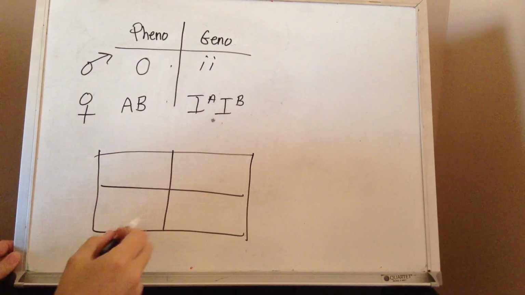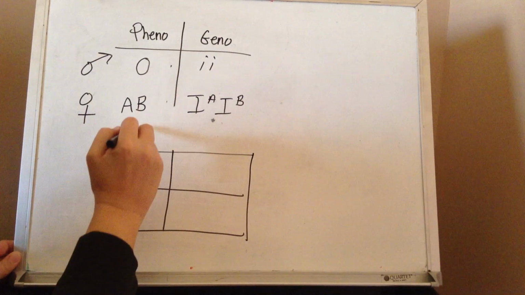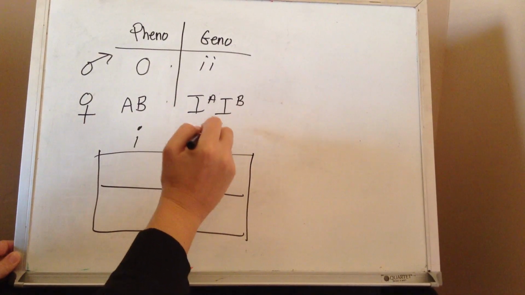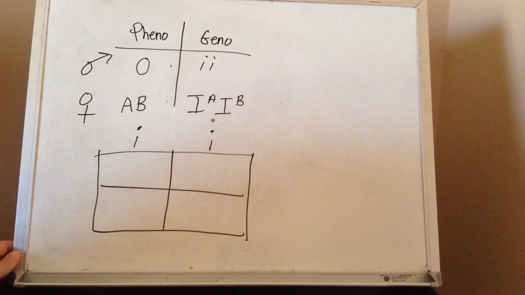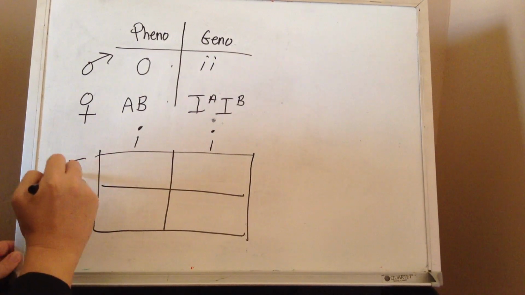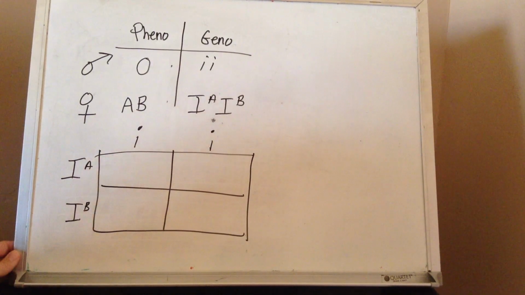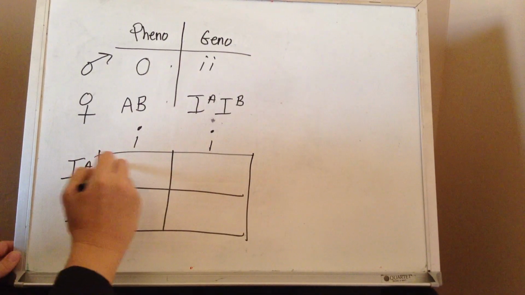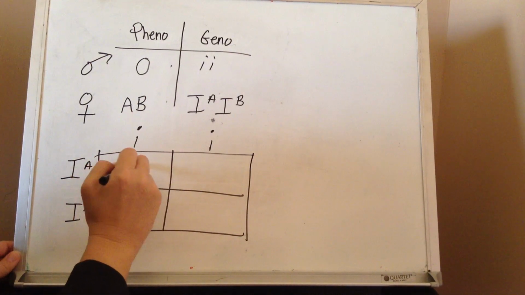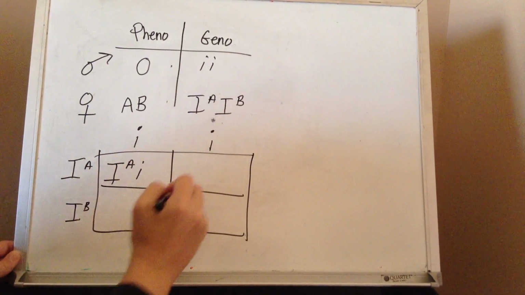IA-IB. We then need to come down to our Punnett square. First we will put the male's alleles on the top portion of our Punnett square, and we will put the female's alleles along the bottom portion. We will then work the Punnett square to determine the combinations for the offspring.